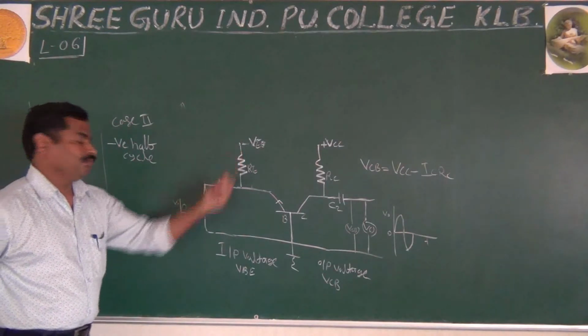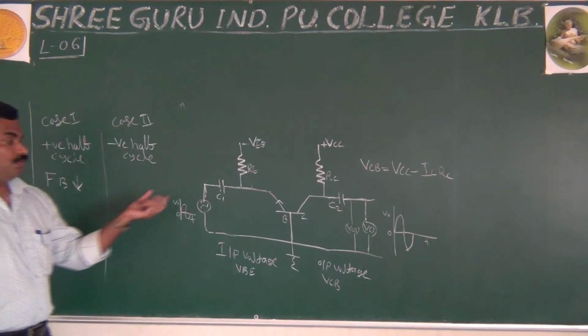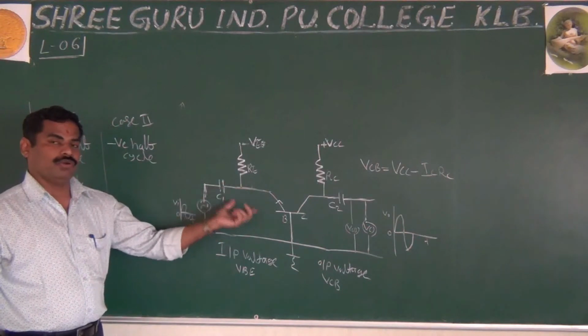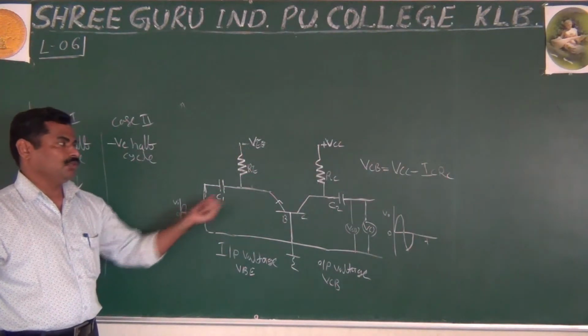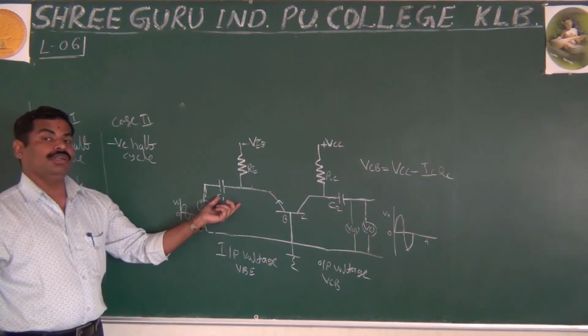This positive is negative. Because of that, the forward bias will decrease. It means the positive half cycle will decrease the forward bias, because considering the positive half cycle, the VBE is already negative. That's why the forward bias will decrease.